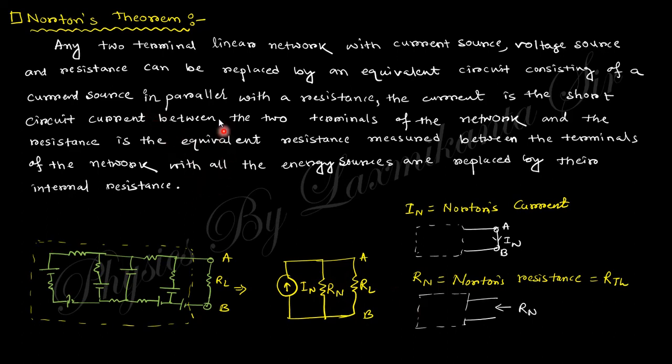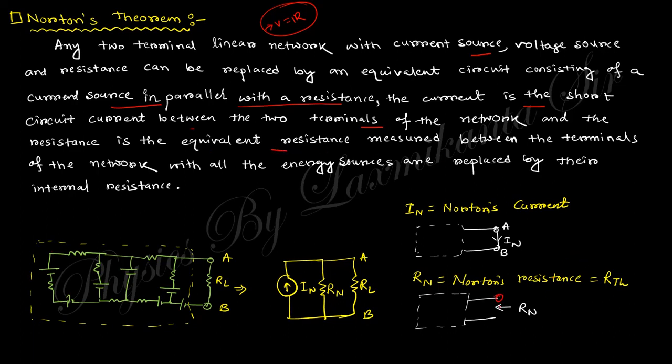Here you can see any two terminal linear network. Linear network means V equals IR is valid here, that is, resistors with constant current sources and voltage sources. It can be replaced by an equivalent circuit consisting of a current source in parallel with a resistance. This is the current source, the Norton current, in parallel with the resistor, and the current is the short circuit current between the two terminals of the network. It is the short circuit current because there is no resistance, this is shorted. So the resistance is the equivalent resistance measured between the two terminals.